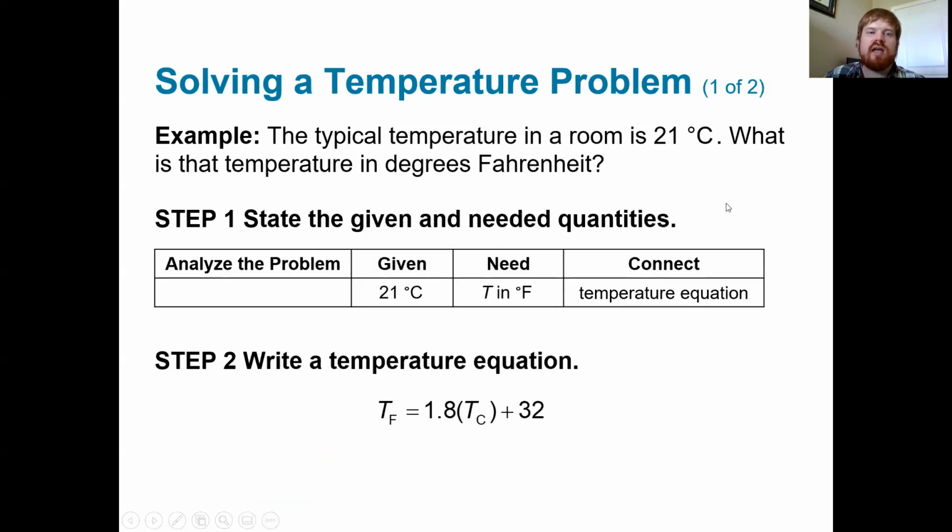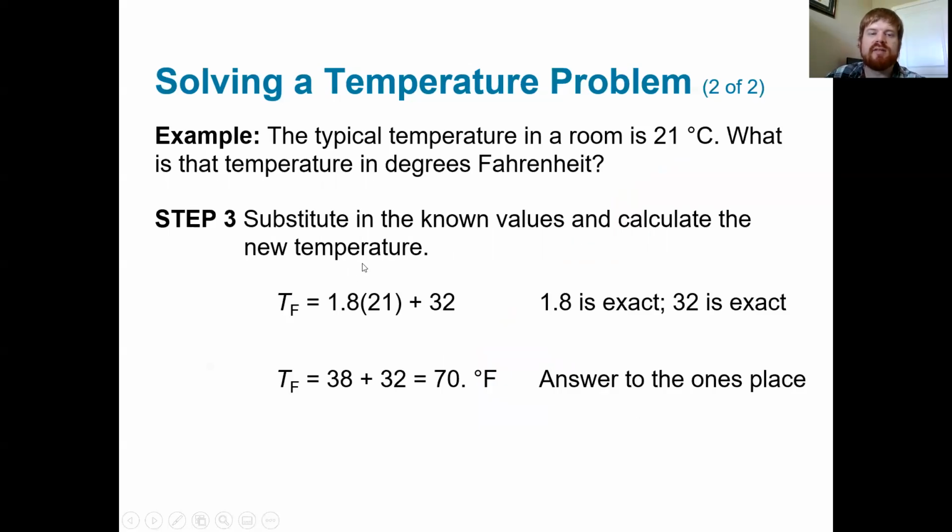So let's go ahead and look at a typical temperature problem. The typical temperature in a room is 21 degrees Celsius. What is that temperature in degrees Fahrenheit? Well, we know that our Fahrenheit temperature is going to equal 1.8 times the temperature in Celsius plus 32. So all we have to do is substitute our temperature that we're given here in the Celsius term in for the equation here for T sub C.